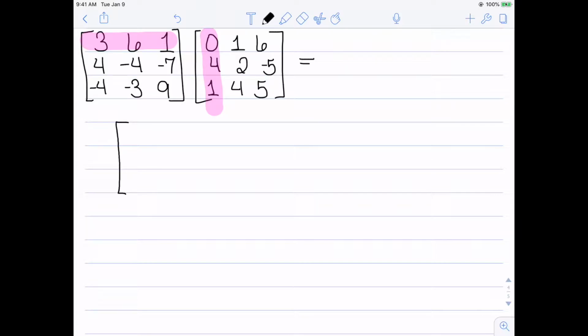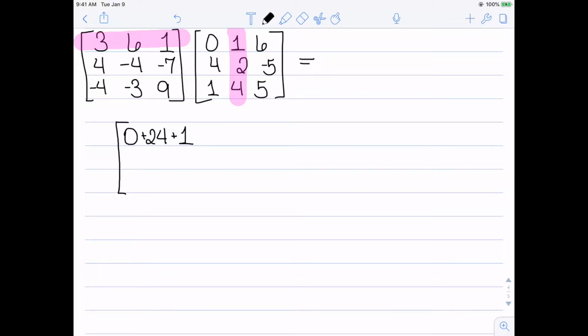So I have 3 times 0 is 0. 6 times 4 is 24. And 1 times 1 is 1. So that gives me my first entry. The next thing I want to find is still in row 1, but now I'm in the second column.